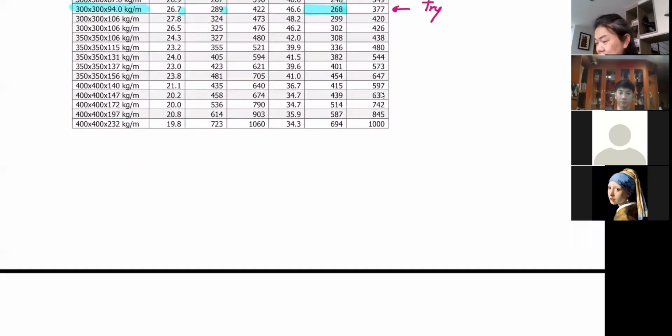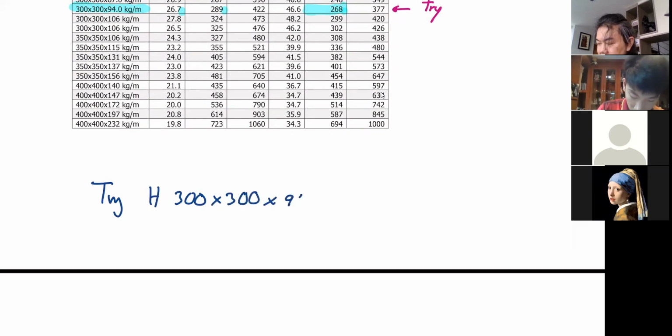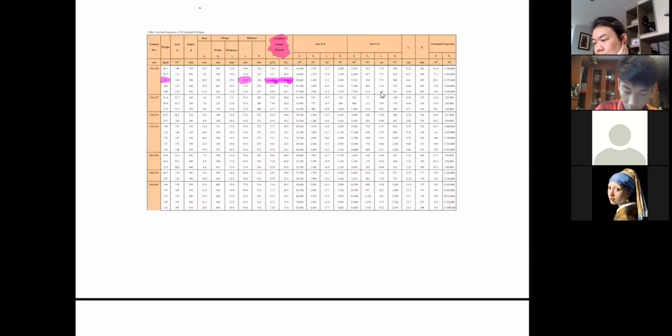So I can say here, try H 300 by 300 by 94 kilogram per meter, okay? And all the section properties, if this is different, you can just go to the table here and pick the necessary properties for your calculation.